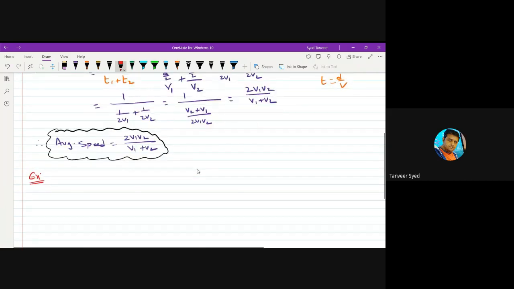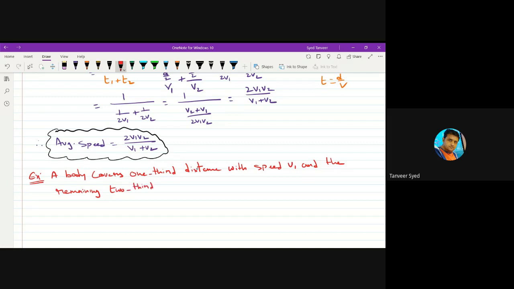So if we take another situation, a body covers 1/3 distance with speed v1, and the remaining 2/3 distance with speed v2. Then find its average speed.